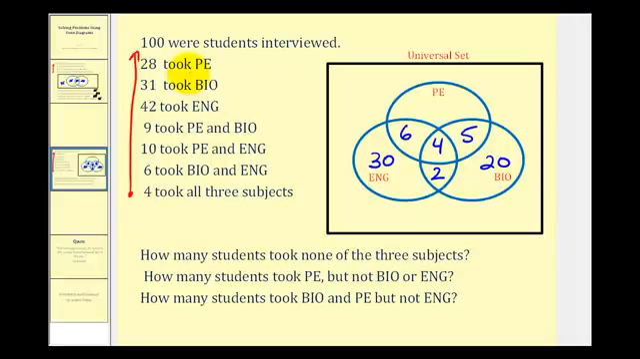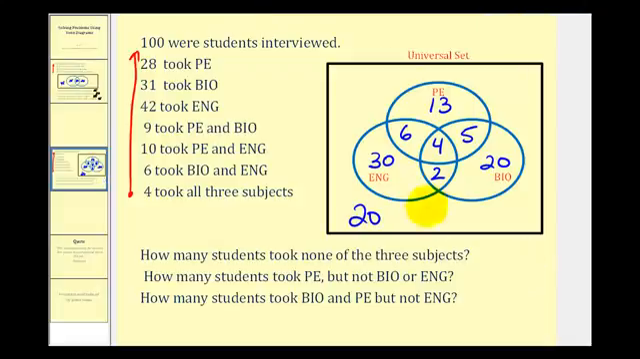And then we have 28 took PE. Notice that 15 are already accounted for that take PE, leaving 13 in this region here. And these 13 only take PE. Now the last step is to determine of these 100 students, how many are not taking any of these 3 subjects. So let's see how many students have been accounted for. We have 30 plus 20 plus 13, that's 63, plus 6 plus 4 plus 5 plus 2, that's 17. So 80 students have been accounted for of the 100, leaving 20 more that are not taking any of these 3 subjects.